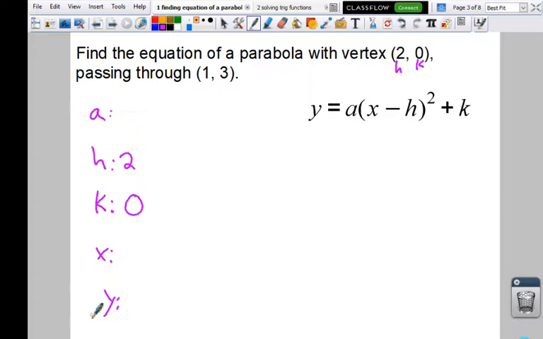But in order to find my A, I need X and Y, which I get from my point, X, Y. So X is 1, Y is 3. We're going to fill everything into our formula here, and then we're going to solve it. So I got 3 equals A, X is 1, minus H is 2, I got a squared plus K is 0. It's the same thing.